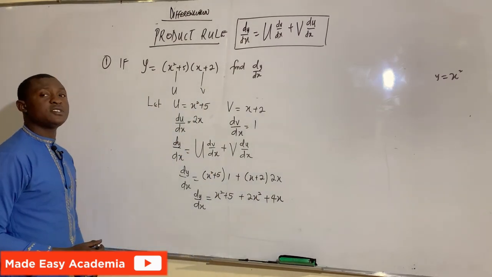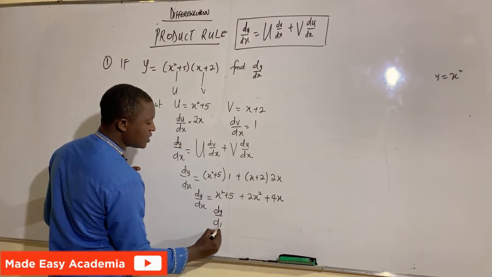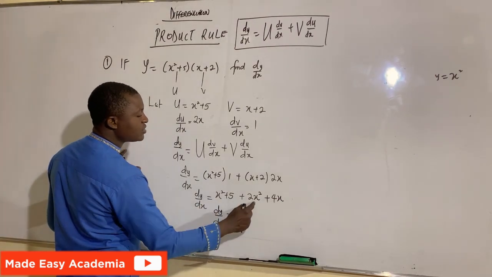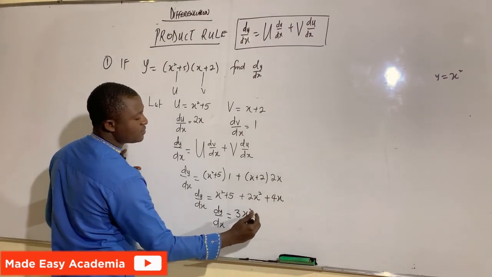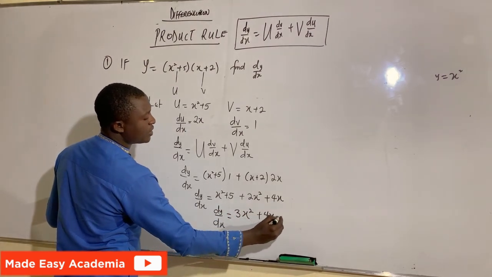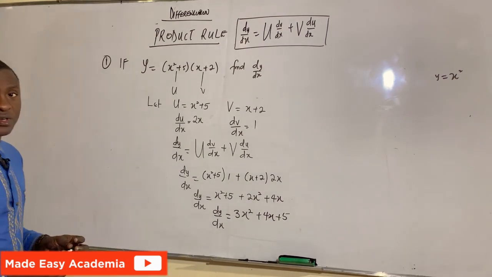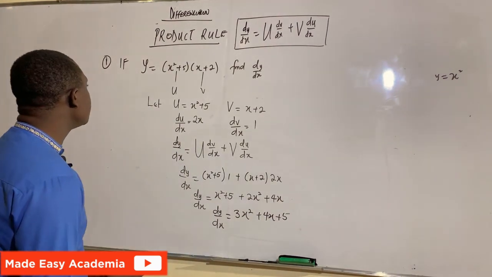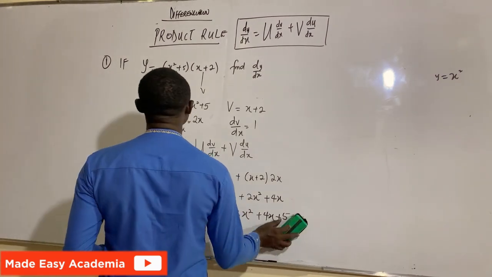So let's check the ones that have the same power so that we can add them together. So here I can have dy/dx is equal to x squared plus 2x squared. Of course, we are going to have 3x squared. Then we have this one, 2 here, plus 4x, then plus 5. I hope you are following, right? Yeah, good.